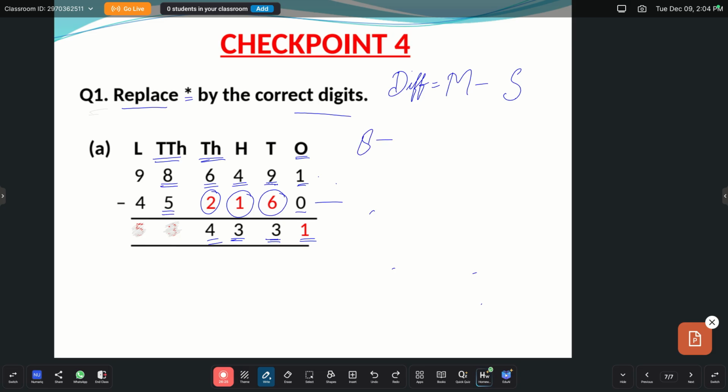And the digit here in the subtrahend is 5. 8 is my minuend and 5 is my subtrahend. What is 8 minus 5? It's 3. It means that the digit here must be 3. Very good. Now moving to our lakhs column, here the minuend is 9 and subtrahend is 4. We have to find the difference.